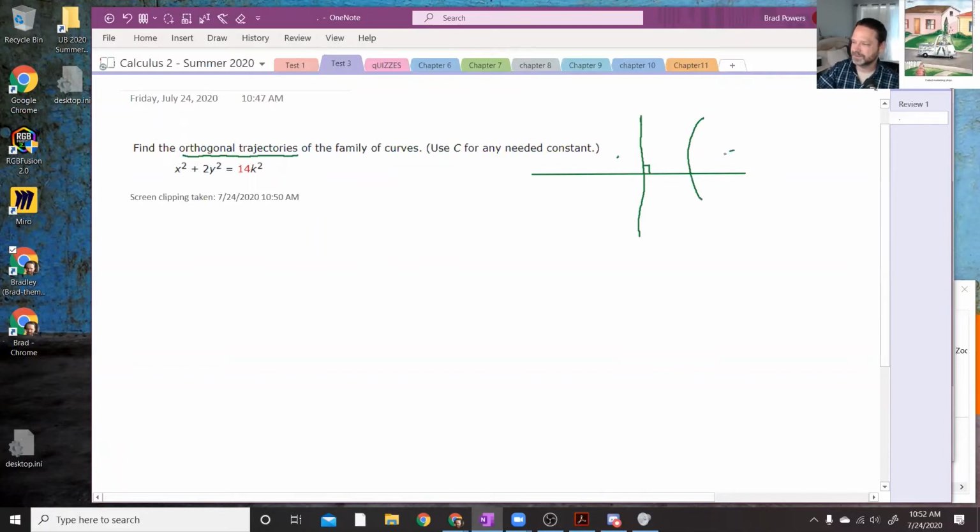How about that one? That one's orthogonal. It's any curve that is perpendicular. The intersection at that point is perpendicular. Okay. So those are orthogonal. That's what orthogonal means. It means perpendicular, pretty much. And if we need to, we can look at some pictures and diagrams if you guys want.